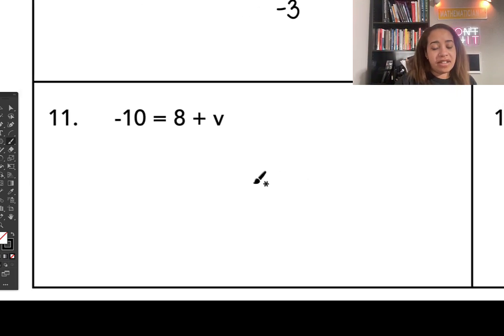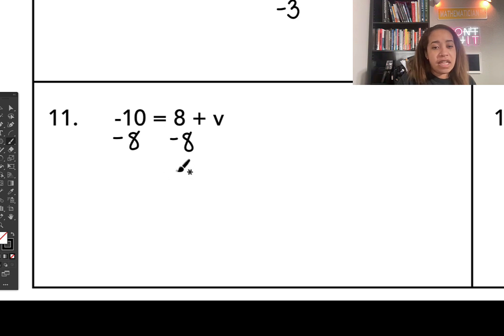Here is number 11. Always find your variable and pay attention to what's being done around it. Our variable this time is all the way on the right side of our equal sign, but I see addition. So this is just like saying v plus 8. That's the same as saying 8 plus v. But since I see addition, I need to do the opposite operation to both sides of the equal sign. The opposite of addition is subtraction, so I'm going to subtract 8 from both sides of the equal sign.